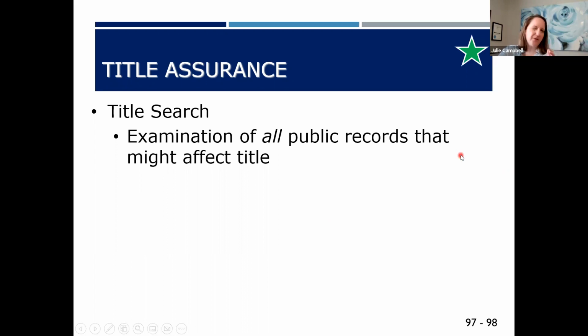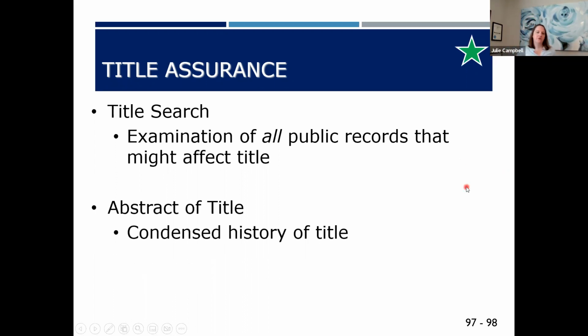Depending on the property or the situation, the attorney may offer an abstract of title, just a condensed history, a condensed version. I think of the abstract of title as the Cliff Notes. It tells a story, but not as much detail. Again, depending on the situation. It's just a condensed history.